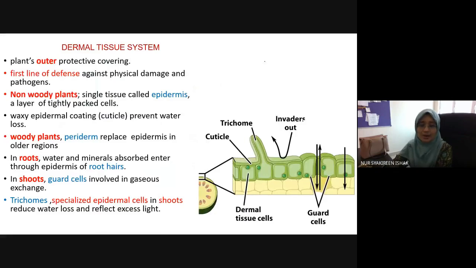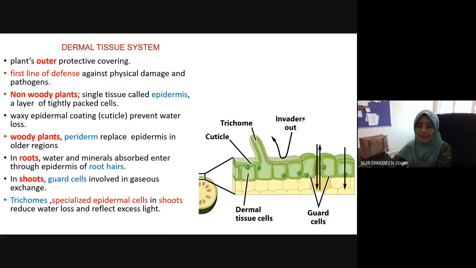Okay, so kalau dermal outside kan, it is the outer protective covering. It functions as the first line of defense. Maksudnya dia akan prevent the plant from being infected by pathogens, for example. And then for non-woody plants, okay, non-woody plants tu maksudnya herbaceous plant. Herbal lah, macam contoh-contoh herbaceous plant, tumbuhan yang tak berkayu, okay. So they have a single tissue called epidermis, a layer of tightly packed cells.